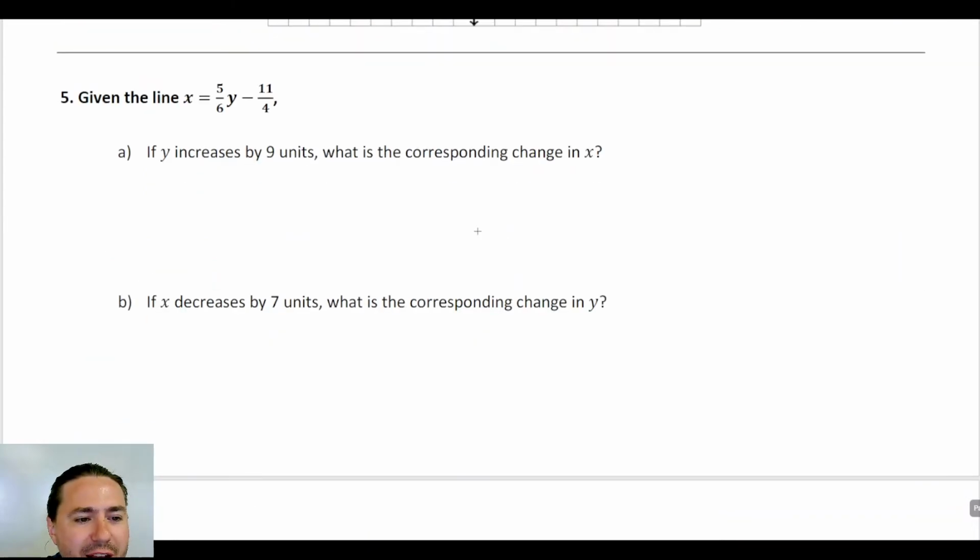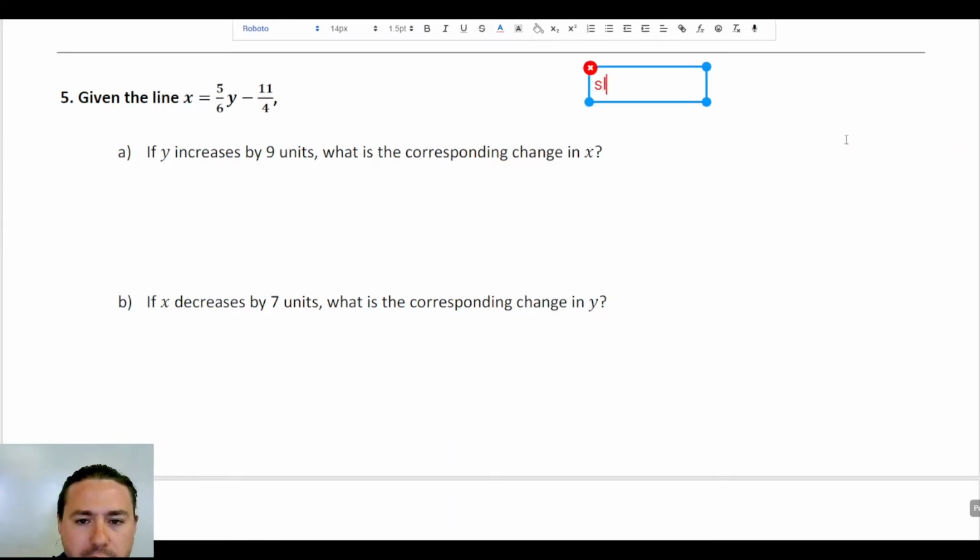All right, so number 5, we're going to be changing one variable's value. For 5a, we're saying if y increases by 9 units, what's the corresponding change in x? The first thing we want to do is try to find the slope here, and we are going to use a form that I've been referring to, slope-intercept form, which is y equals mx plus b.